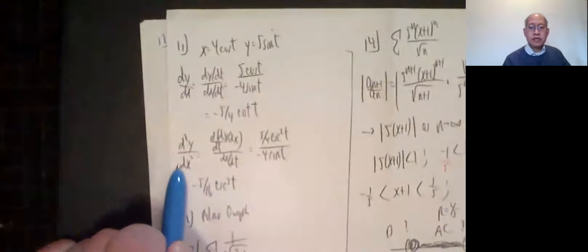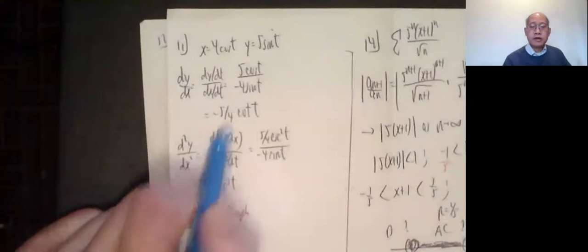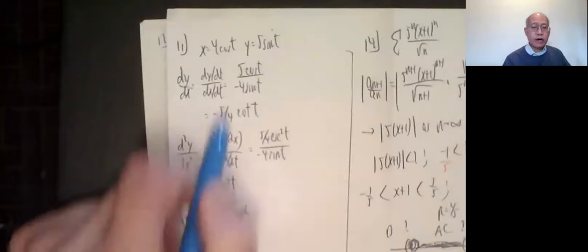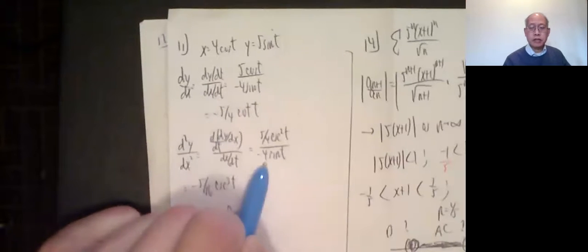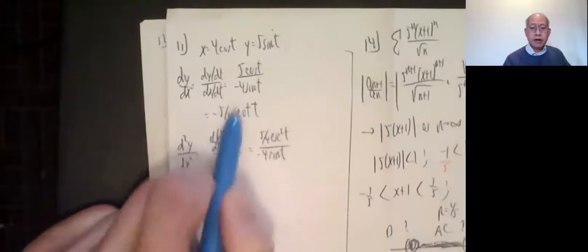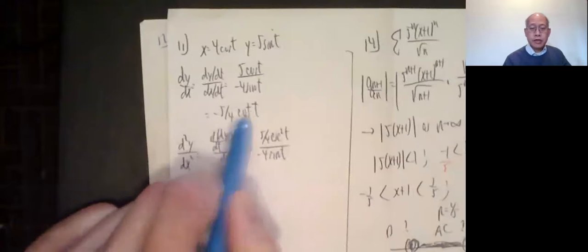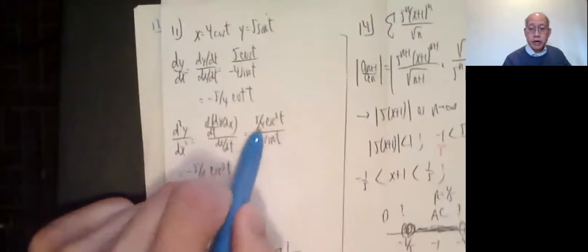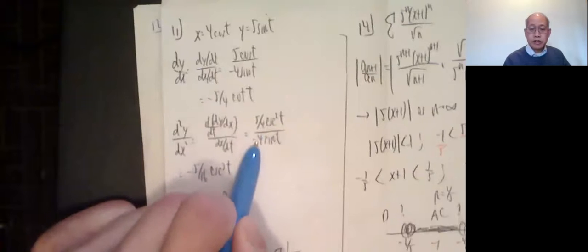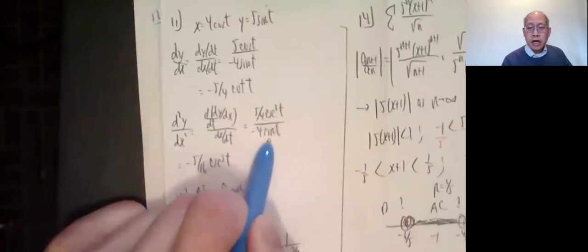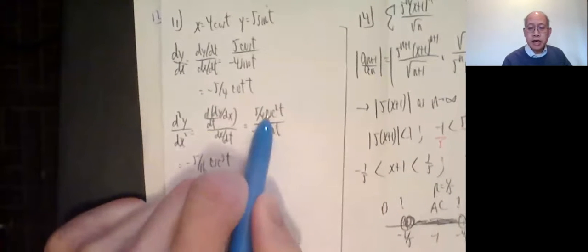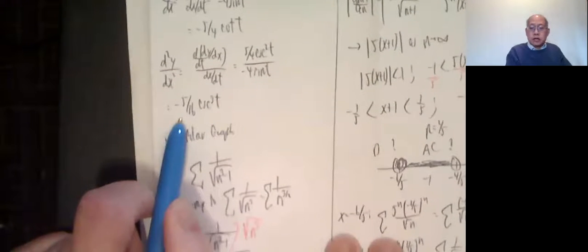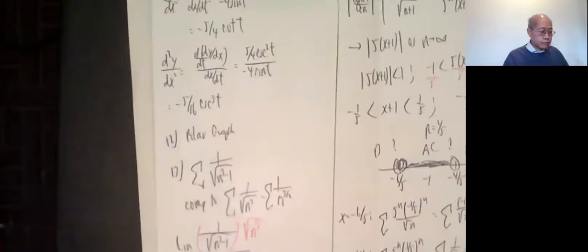D squared y over dx squared is the derivative of this thing, dy dx with respect to t, divided by dx dt. We already did dx dt, just copy negative 4 sine t. And then I differentiate this. So the derivative of this is positive 5/4 cosecant squared t. That 4 can jump down with the 4 here, so it's negative 5/16. Sine on the bottom means cosecant on top, so I end up with a cosecant cube. Best final answer is negative 5/16 cosecant cube t.